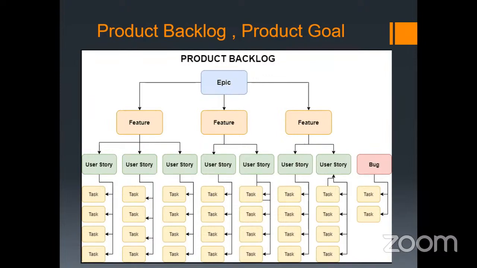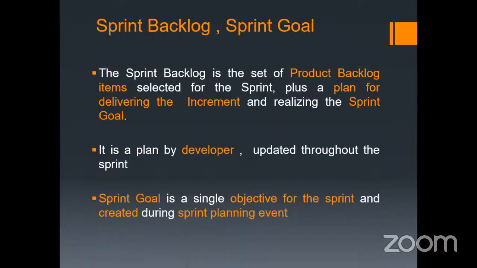Epic, it is a long story. Then after that, features are described. Every feature of the software will be described in terms of user stories. A user story can further be divided into a number of tasks. After the product backlog and the product goal: the product backlog is an artifact, and the product goal is a commitment.